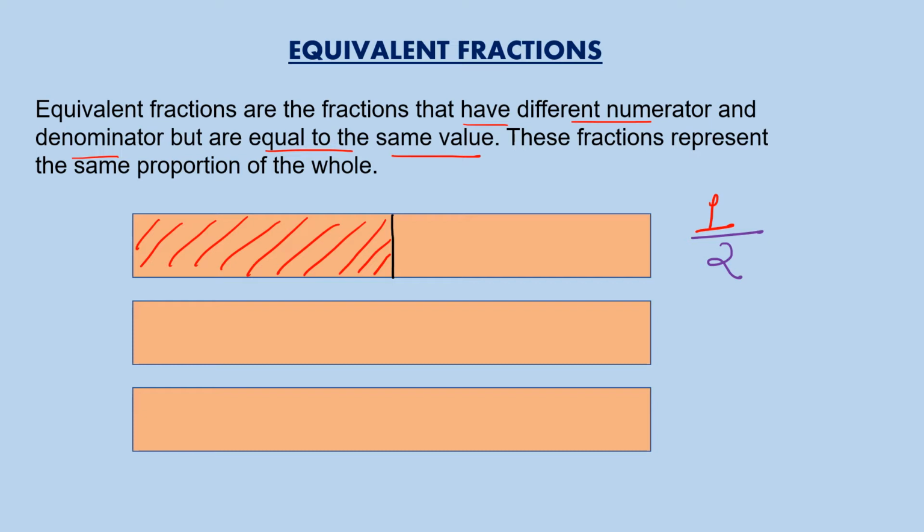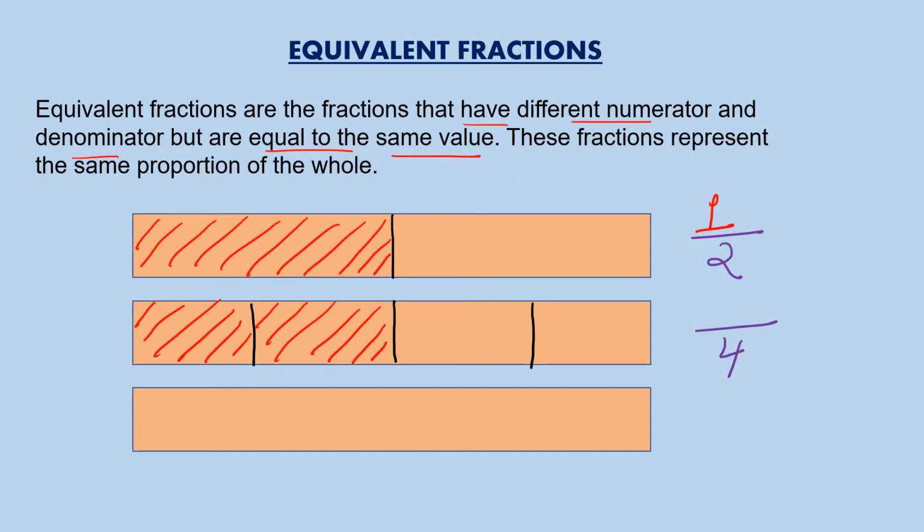Now let's imagine I divide it into 4 equal parts. Out of these 4 equal parts, I ate 2 parts of this chocolate, so I am shading 2 parts. The fraction of the chocolate I have eaten is, because there are 4 equal parts, we write 4 in the denominator, and I ate 2 parts, so we write 2 in the numerator. Now these two fractions show different numerators and different denominators but show the same amount of chocolate. So we can say that 1 by 2 is equal to 2 by 4.